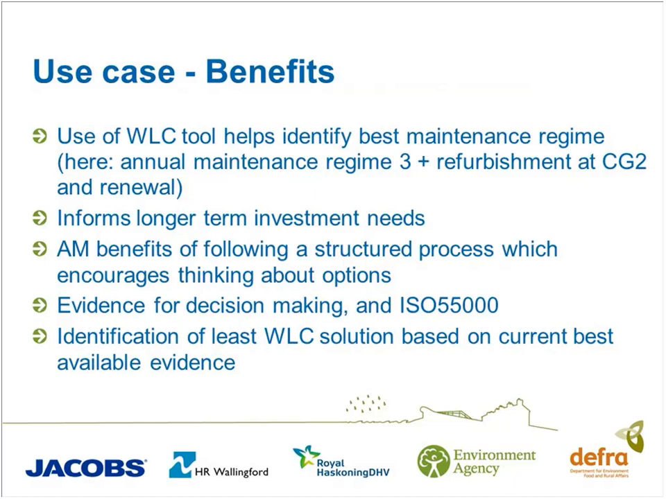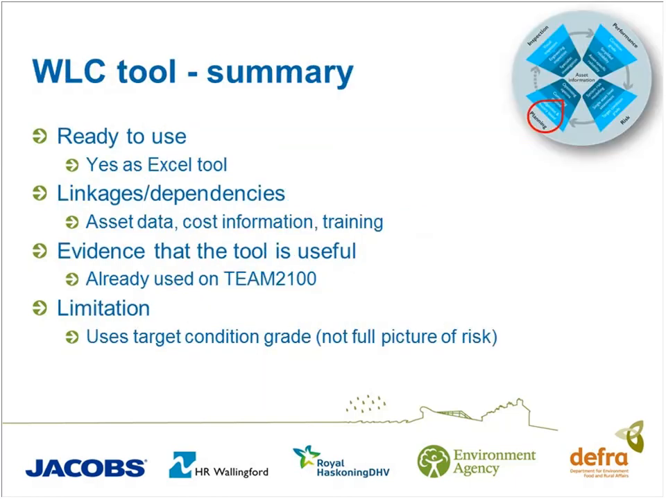So the benefits of using tools like this, in this case based on our best available research, show that we might be able to maintain the asset with annual maintenance regime 3 plus refurbishments at condition grade 2, and renewal produces the least whole life cost. It helps inform longer term investment needs. There's benefits of working through a structured process, and it encourages us to think about options in a consistent way. We've got some evidence for decision making, which will help with endeavours to achieve ISO 55000. And then we can identify least cost solutions based on the current best available evidence.